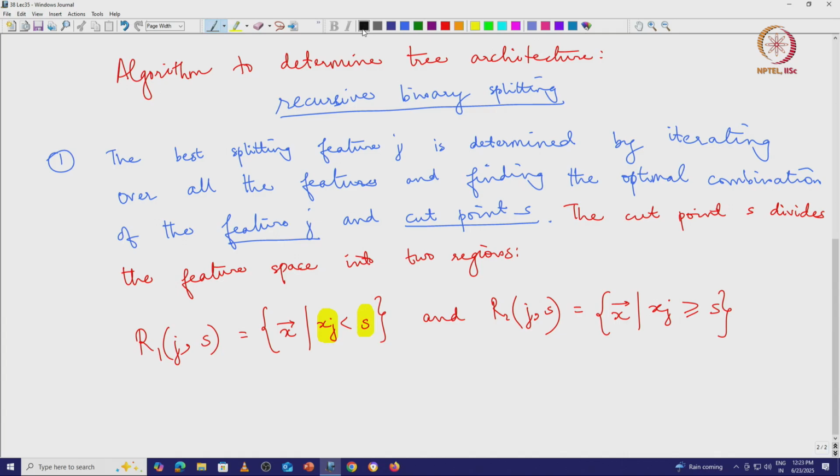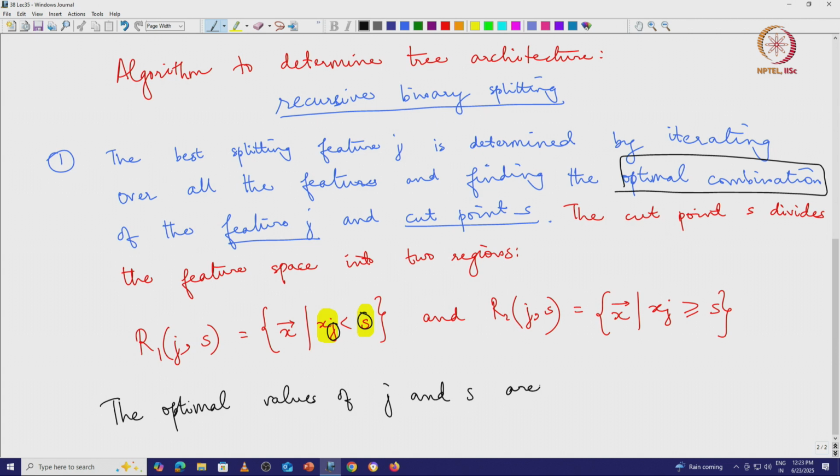And now, how do you find the optimal value of j and s? That is what we need to do here. We need to find the optimal combination of j and s. So, that is done by minimizing the error that is being made in the prediction of the values in the two different regions as quantified by the sum of squared errors. So, the optimal values of j and s are given as the output of an optimization problem.